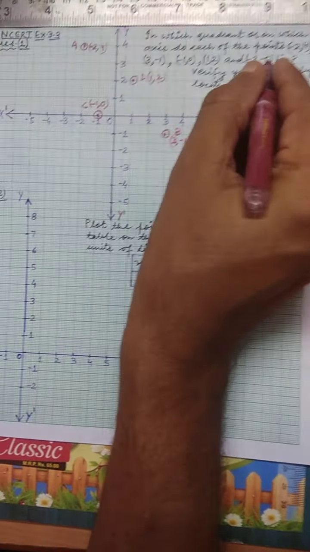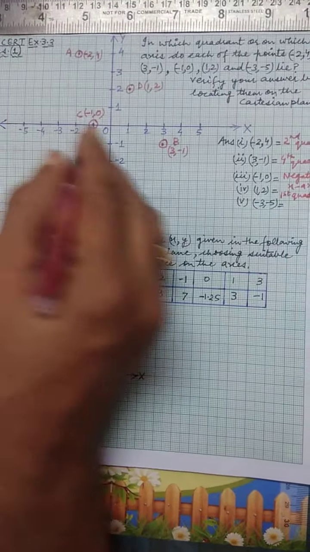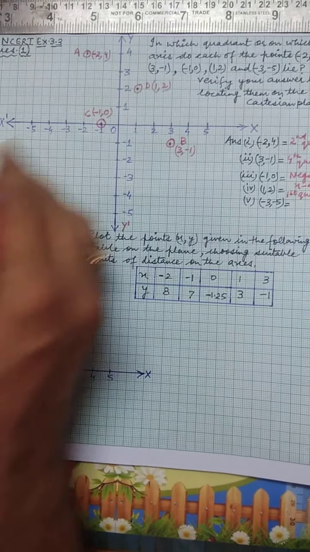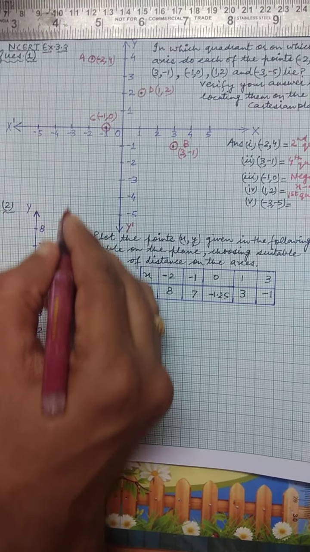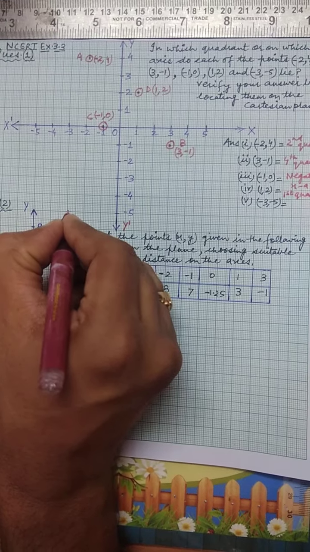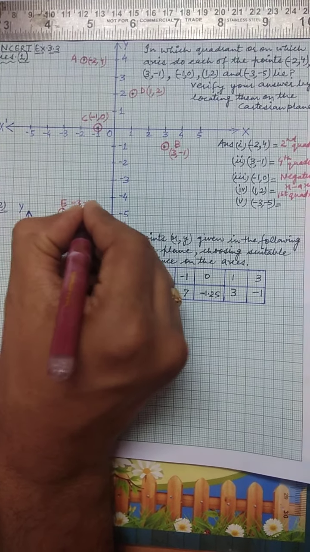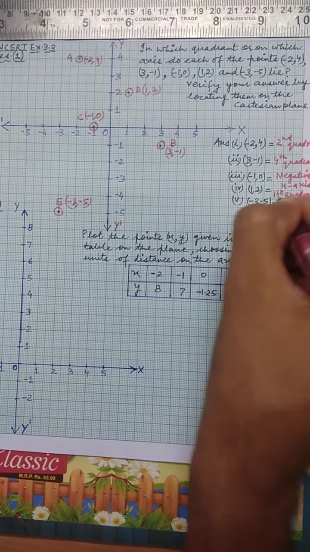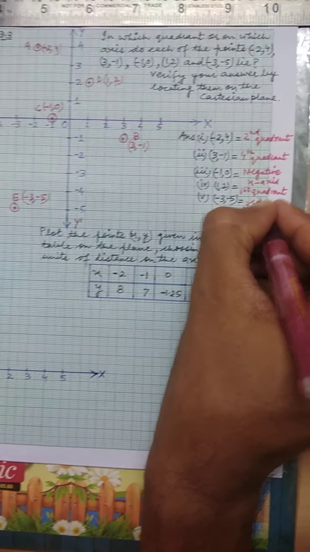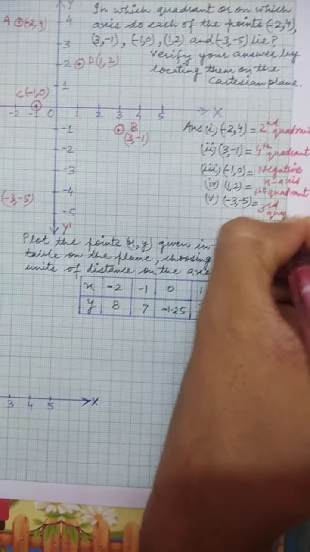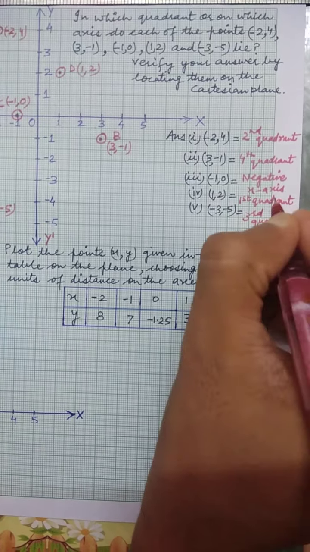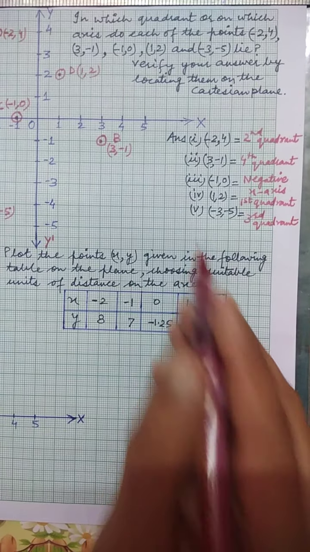And (-3, -5): both are negative, and when both are negative the point lies in the third quadrant. So -3 is the x coordinate and -5 is the y coordinate. So the point will lie here. So this is your point E, (-3, -5), and it will lie in the third quadrant. Okay, so in this way we can solve the first question.